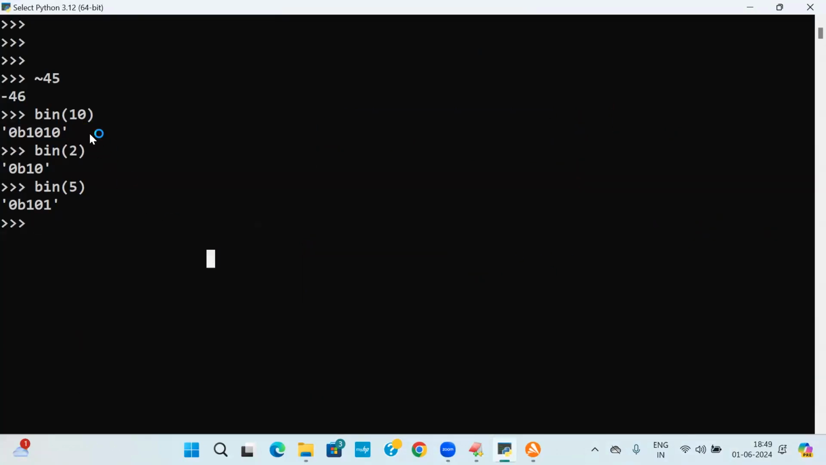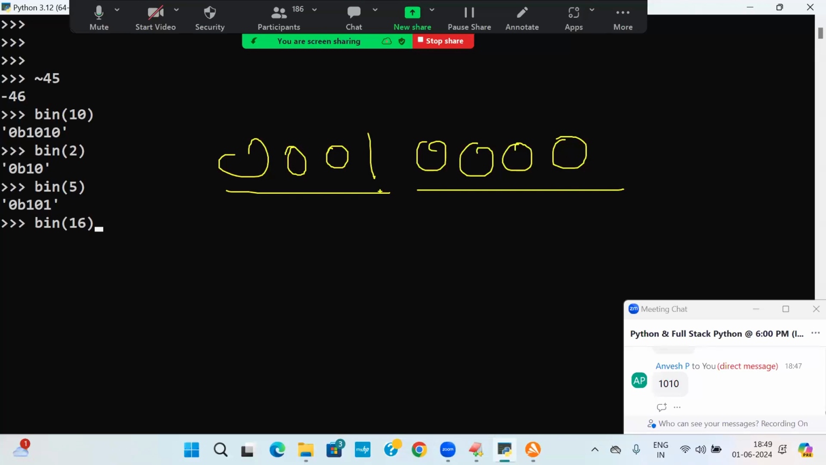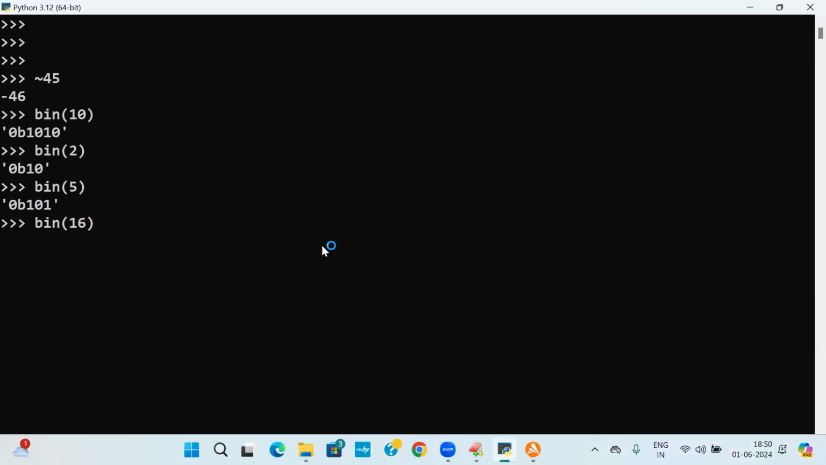Now, don't think that all numbers will have only 4 bits. Say for example, bin of 16. What is it going to give? Like this, the bin of 16 value is like this. This is called 4 bits, and this is going to be known as 4 more bits. Are you able to follow? So see here, bin of 16. You see, 4 plus 1 extra is coming. There is a chance of getting how many?